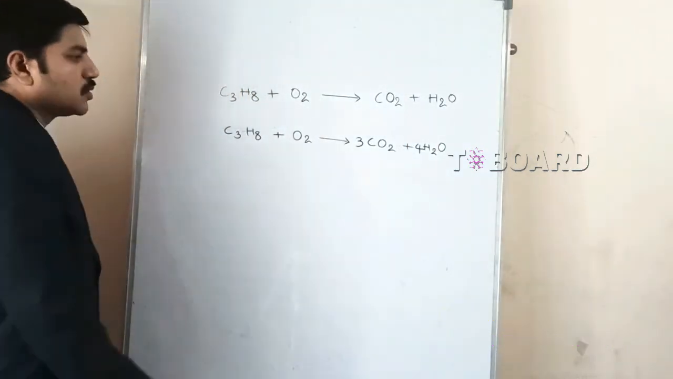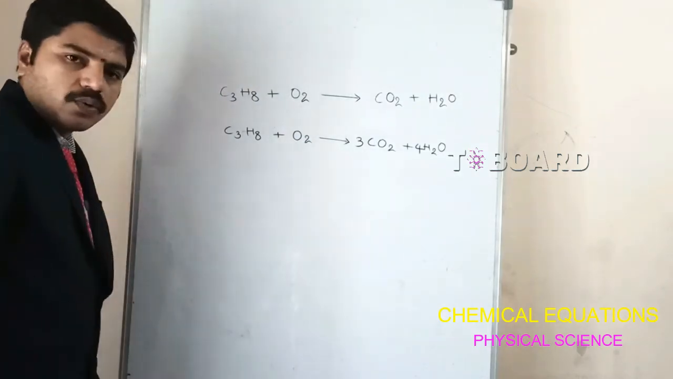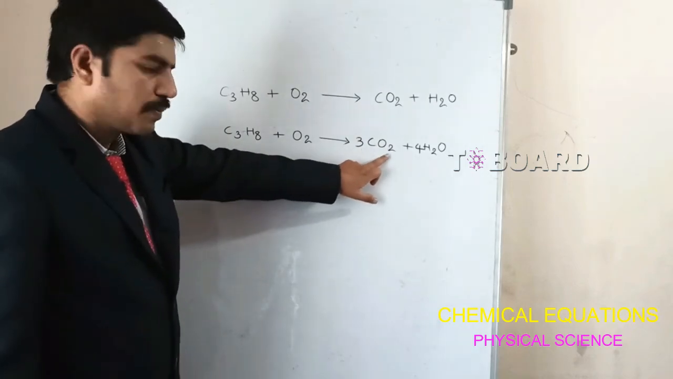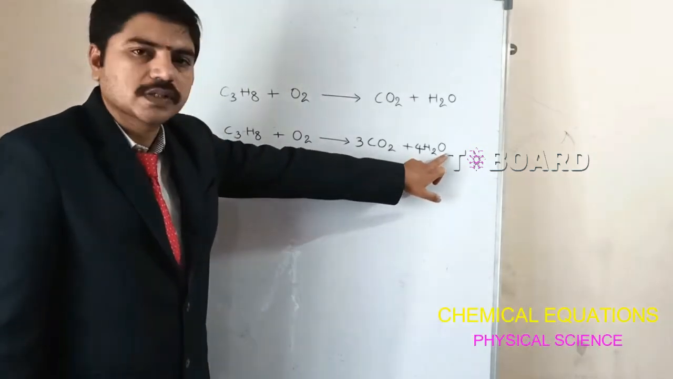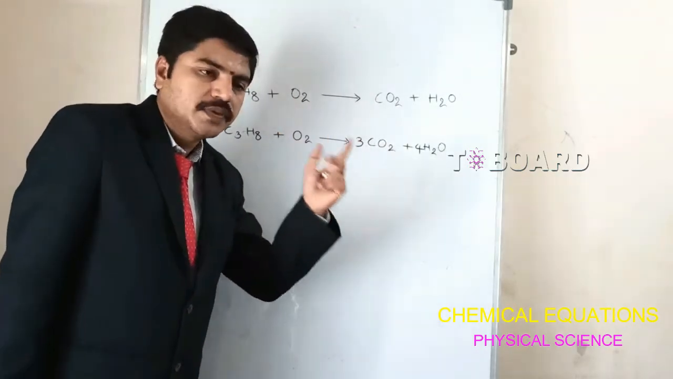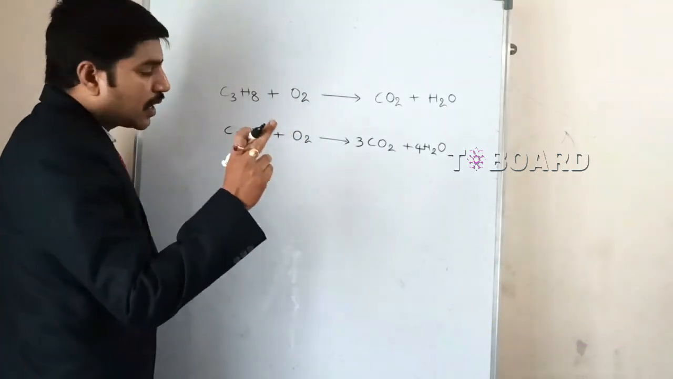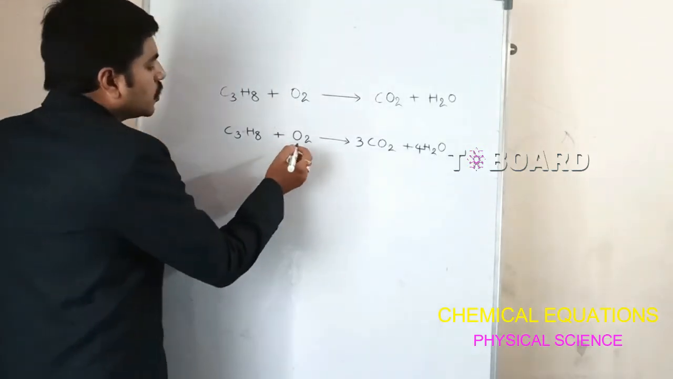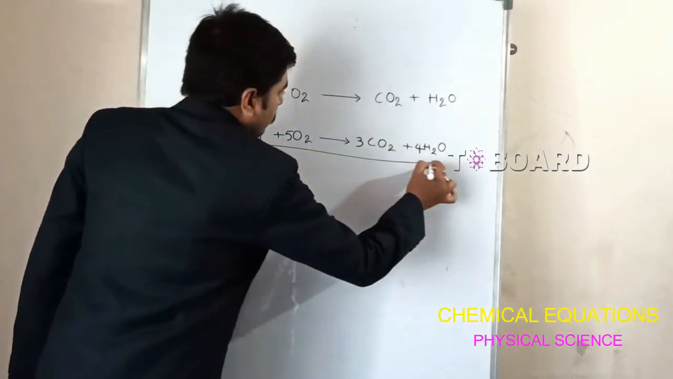Good. Some of the equation is completed, and what about the oxygens? Now in this situation, 3 2s are 6, and 4 oxygens, so 6 plus 4 is 10. The right side has 10 oxygens, but the left side has only 2 oxygens. To balance the equation, 5 2s are 10. So that's why I am going to keep 5. This is a balanced equation.